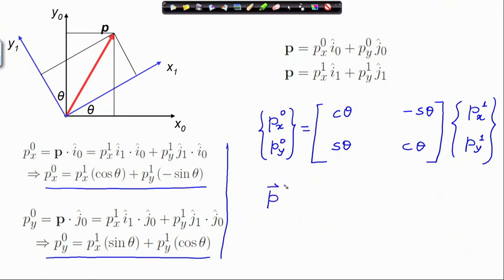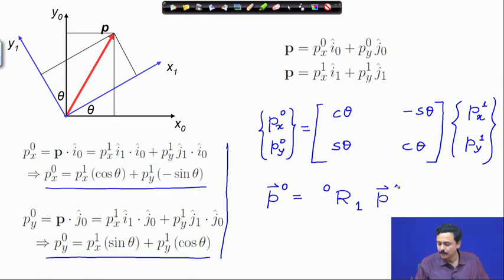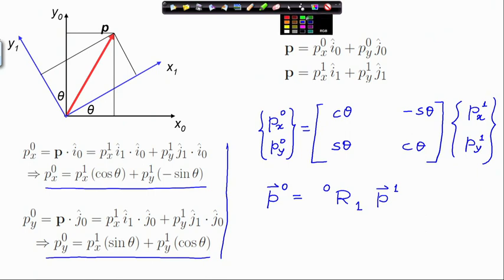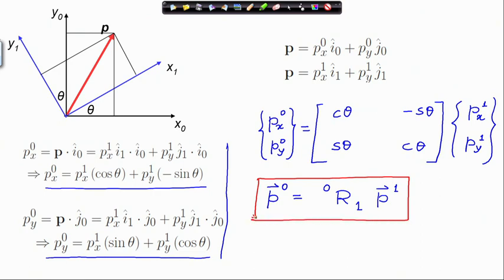Therefore, I will write this in a compact form as P vector represented in frame 0 equals the rotation matrix which takes me from frame 1 to frame 0, times P represented in frame 1. This is how we are going to represent these vectors and show in which frame they are represented. P1 is represented in frame 1, P0 is represented in frame 0, and they are related through the rotation matrix R from 1 to 0. We will always say it goes from 1 to 0. On the right-hand side I multiply by a vector represented in frame 1, and on the left I get a vector represented in frame 0. So, this is the implication.